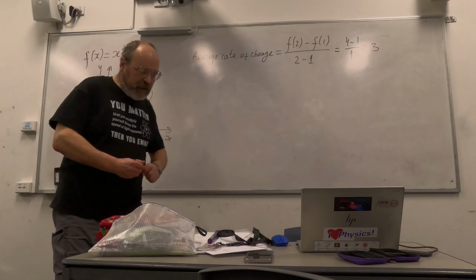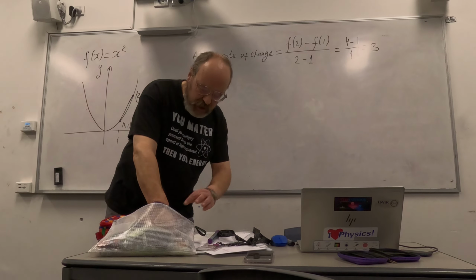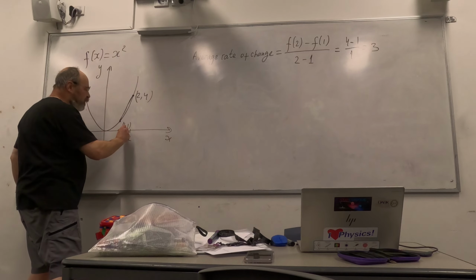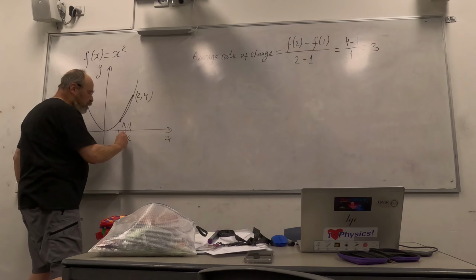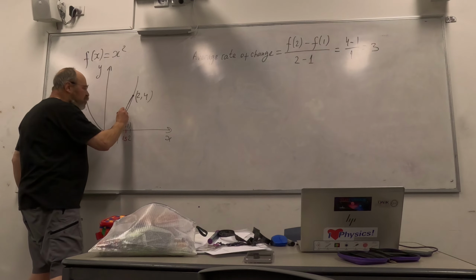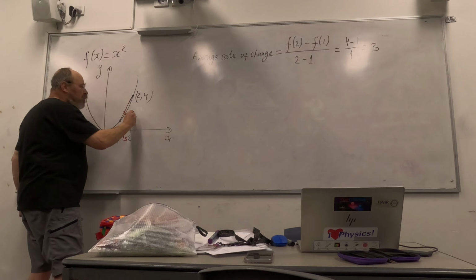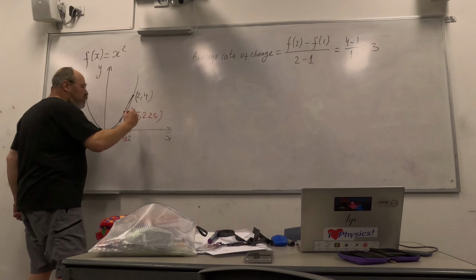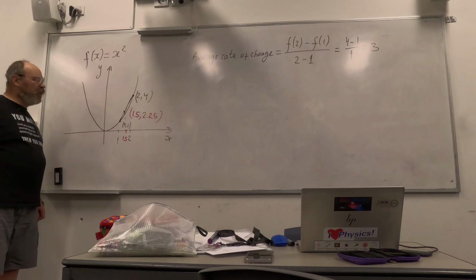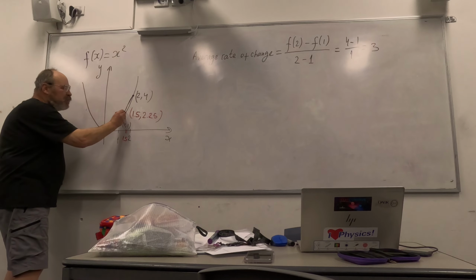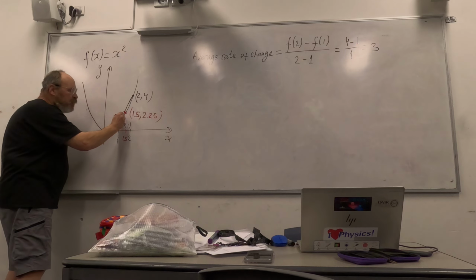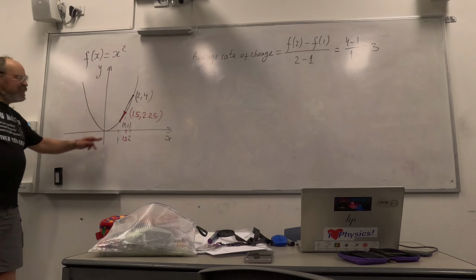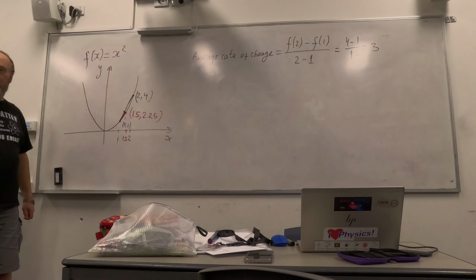Let's make the interval from 1 to 1.5. So now we have the point 1.5, 2.25, because 1.5 squared is 2.25. And the point is on the parabola. So that will be the new second line connecting these 2 points.